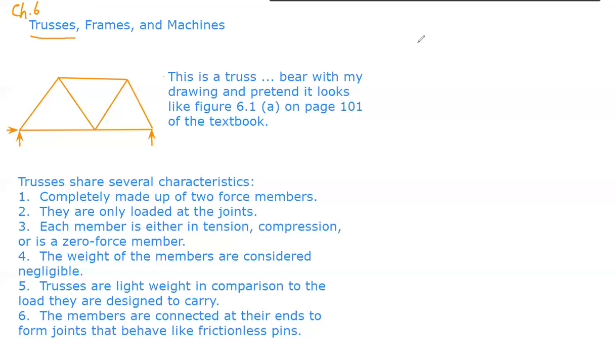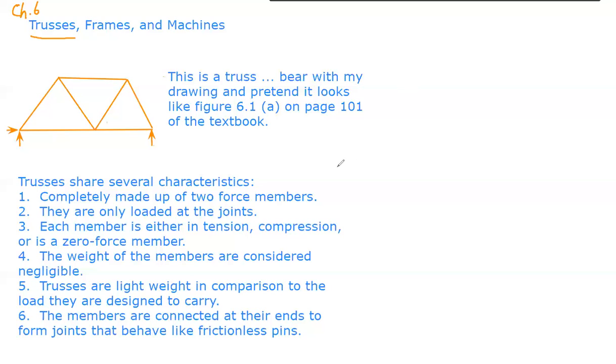I've heard students talk about trusses that they have seen. I've had some students that were carpenters, and they render floor joists as trusses. Scaffolding around buildings would be examples of trusses. So just a couple real life examples.